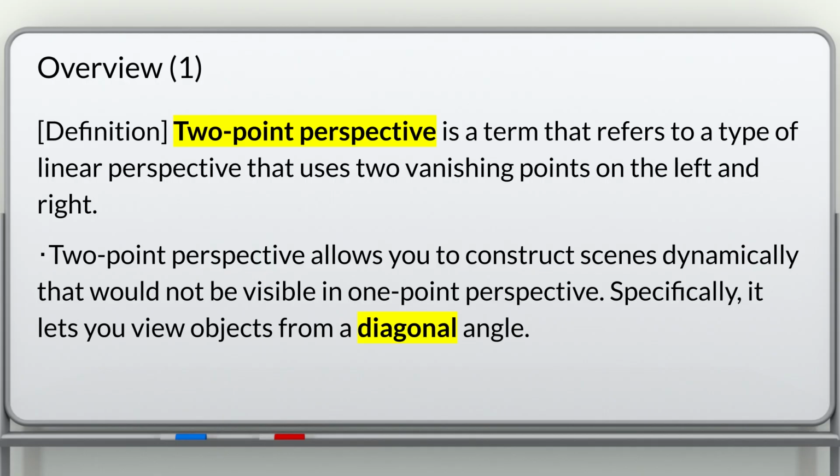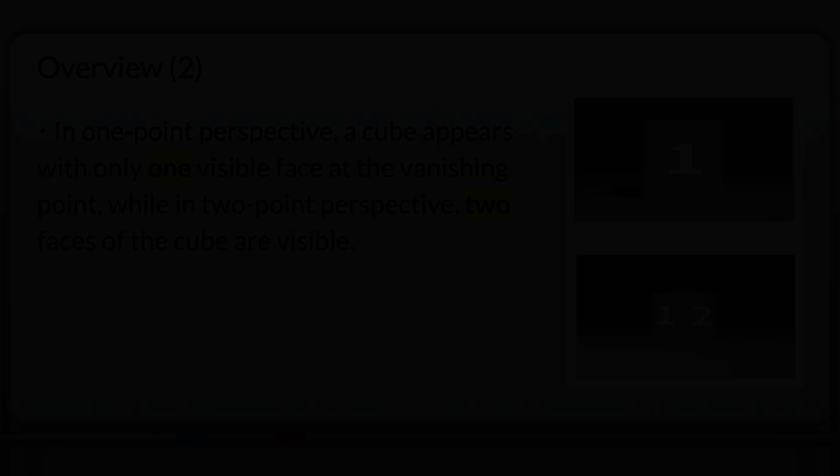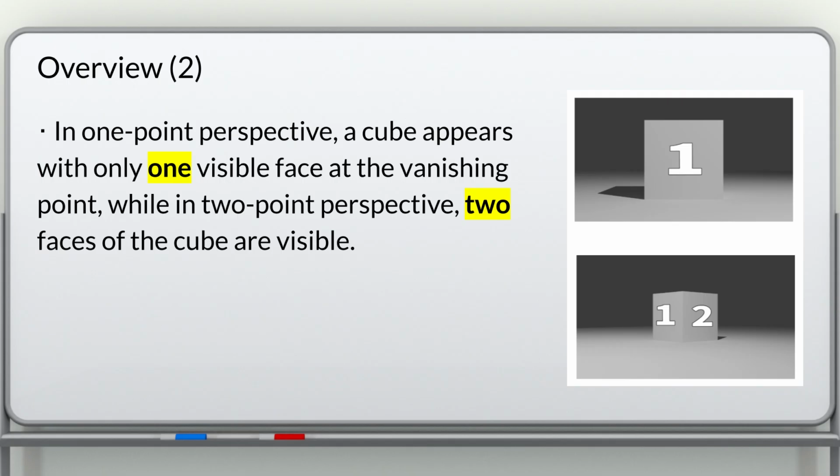Two-point perspective is a term that refers to a type of linear perspective that uses two vanishing points on the left and right. Two-point perspective allows you to construct scenes dynamically that would not be visible in one-point perspective. Specifically, it lets you view objects from a diagonal angle. In one-point perspective, a cube appears with only one visible face at the vanishing point, while in two-point perspective, two faces of the cube are visible.